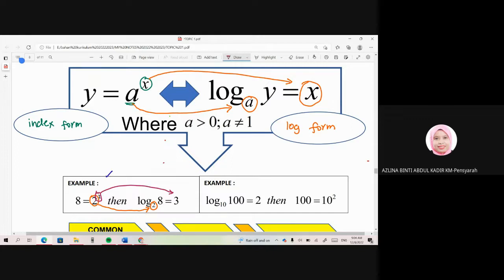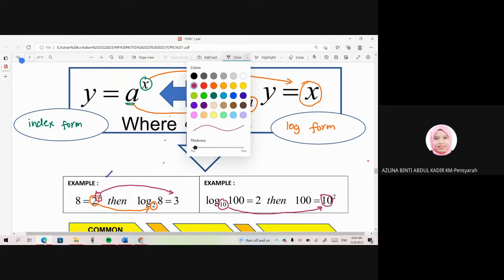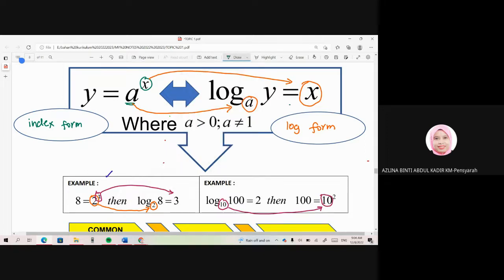Same as this one, from log form you change to index form. Log 100 base 10 is equal to 2. You check the base. The base is 10, so here is base 10. Then how to write the index? The index is this one, the right side of the log, so it becomes the power. So 100 is equal to 10 squared.